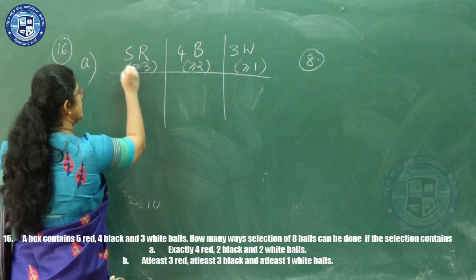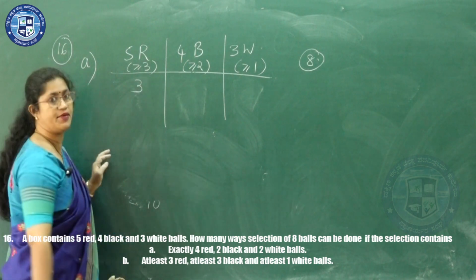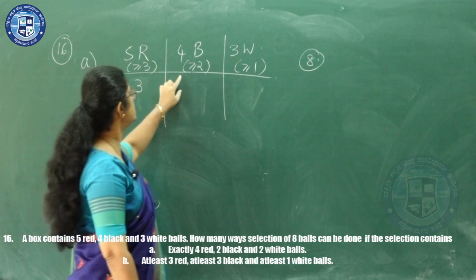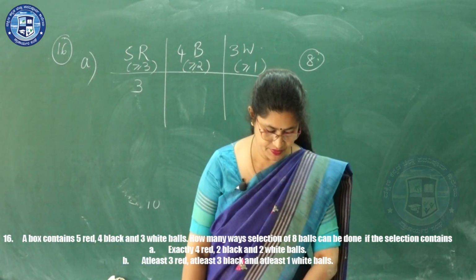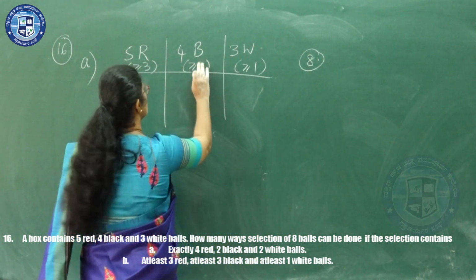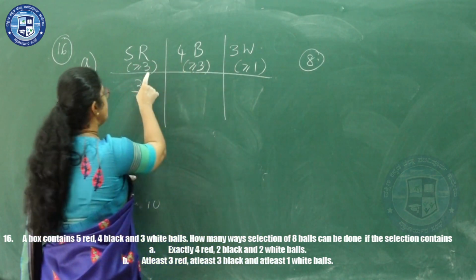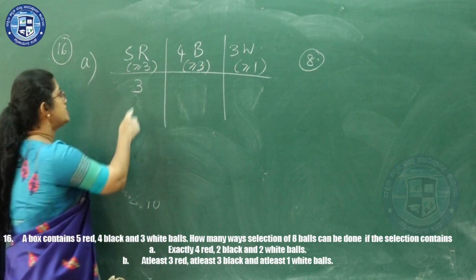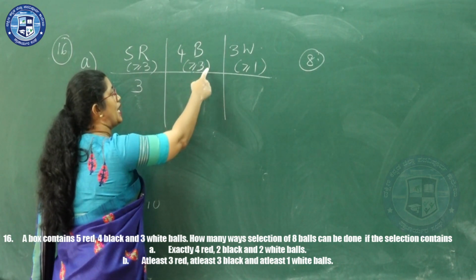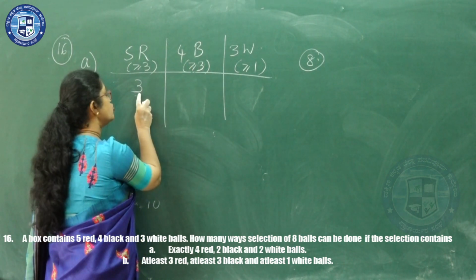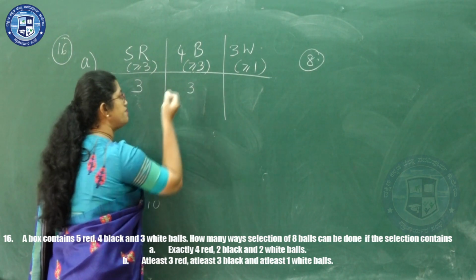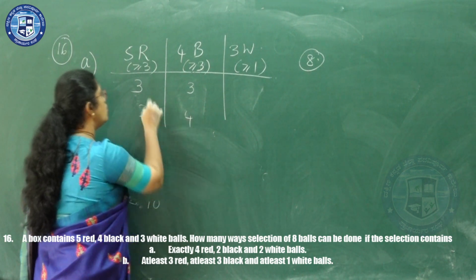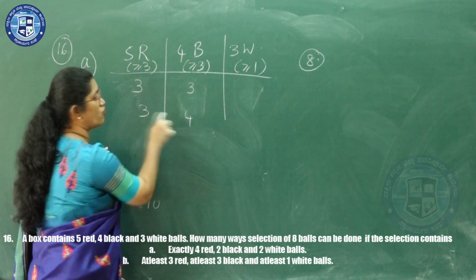Now let us start here. Greater than or equal to 3, let me start with 3. When this is 3, what is the possibility for the next one? Black should be at least 3, red should be at least 3 and white should be at least 1. If this is 3, then the possibility for black is 3 or 4. Note this: when this is 3, this can be either 3 or 4.